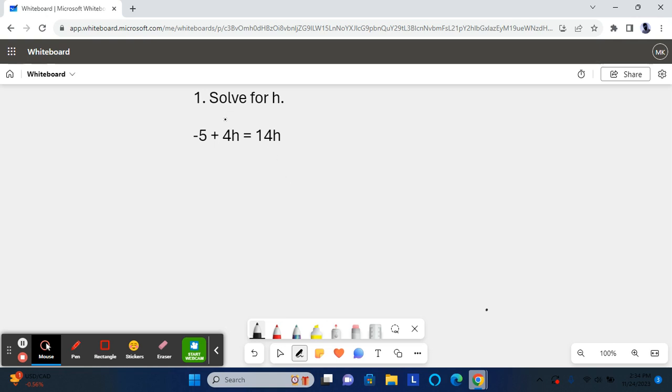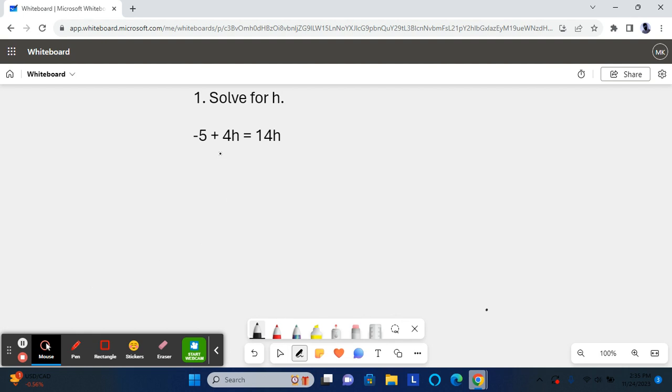For the first problem, we need to solve for h, when negative 5 plus 4h equals 14h. To solve these kinds of problems, you need to move the variable on one side of the equation using inverse operations, and then you isolate the variable.